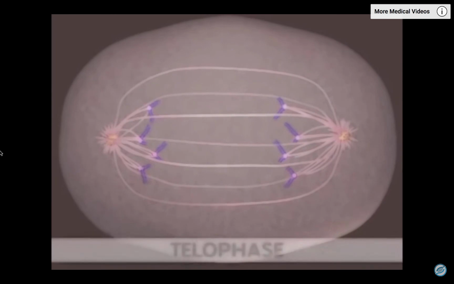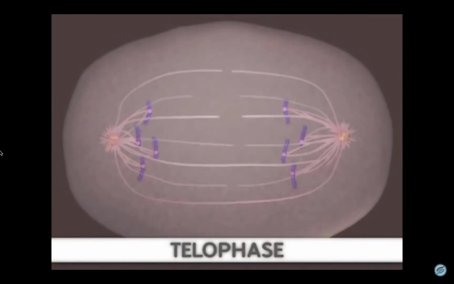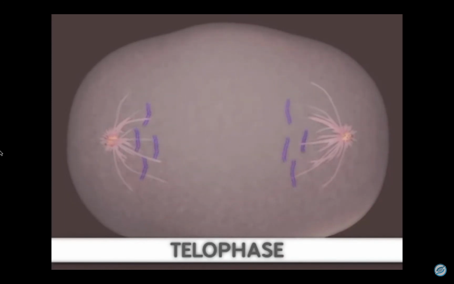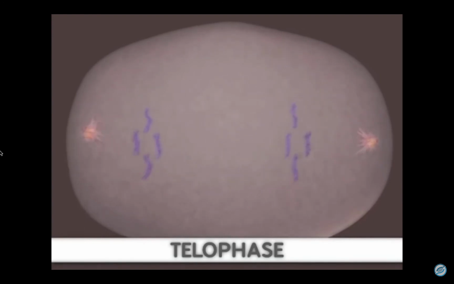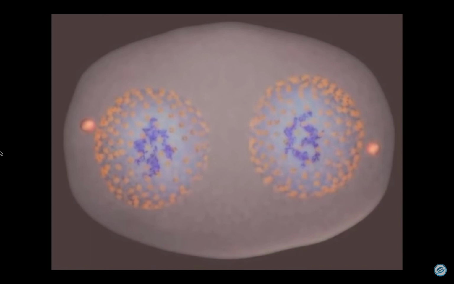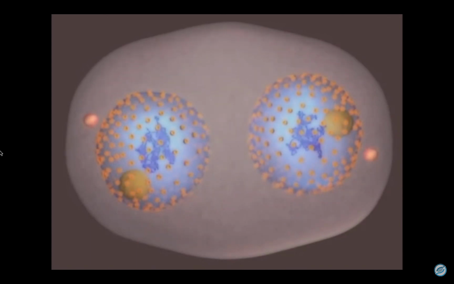At this point, the spindle fibers are broken up. A new nuclear membrane surrounds the chromosomes at the end of each cell, and the chromosomes uncoil and return to an uncondensed state. Mitosis is now complete. The formation of two cells is all that remains.